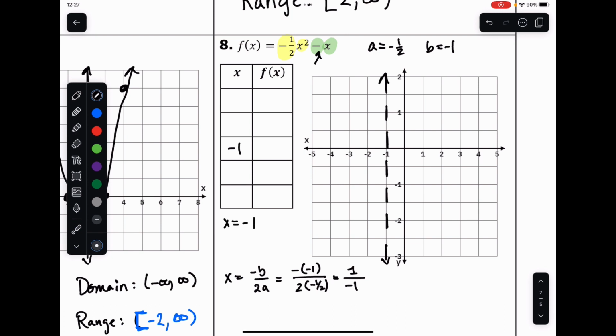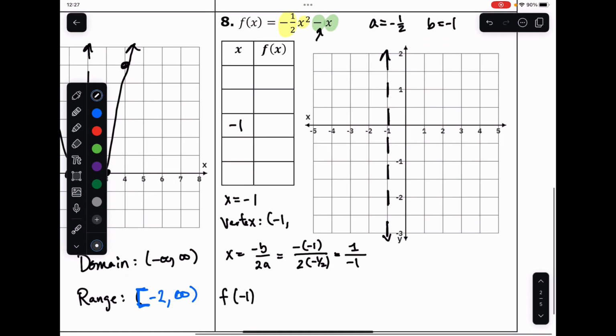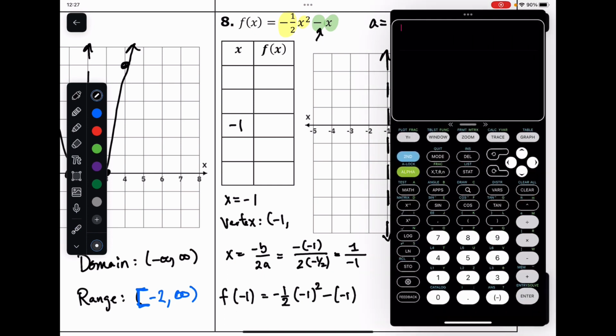Okay, now to figure out the vertex, we're going to plug in that negative 1 into the equation. So f of x, and x again is going to be replaced with negative 1. And our function again is negative 1/2. We'll replace the x with negative 1, square it, and then minus negative 1. So let's type that in.